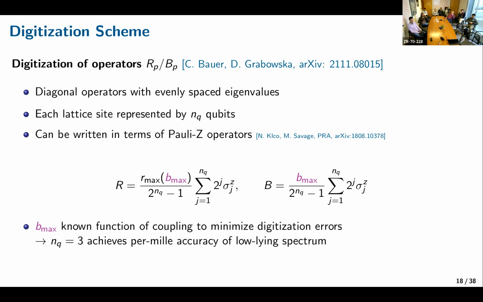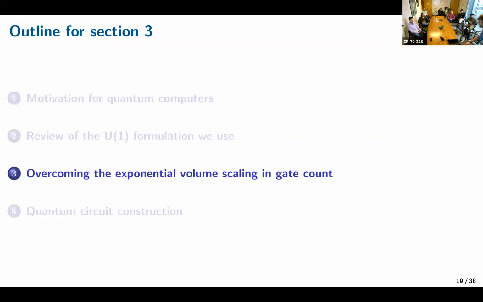Cool. Yeah, thanks. Okay, so that is the review. So now we can think about the number of gates we need to simulate such a theory.